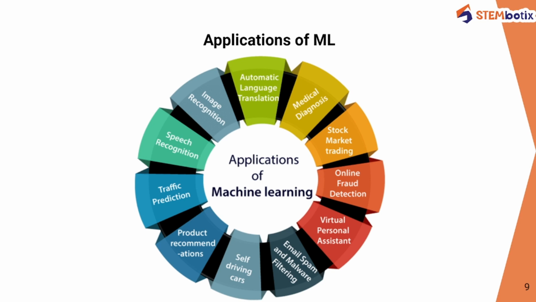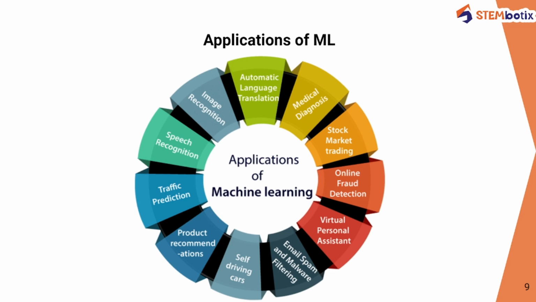So that is the recommendation system. After that is fraud detection. So in finance, machine learning helps detect fraudulent transactions by analyzing patterns and anomalies in large data sets, enhancing the security of online transactions. So it is very helpful in order to detect fraud.